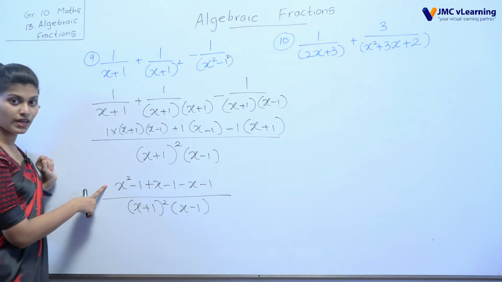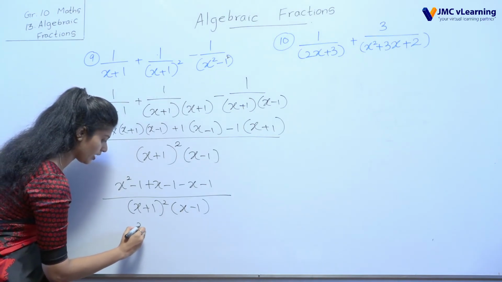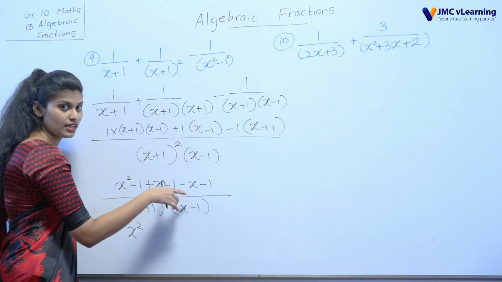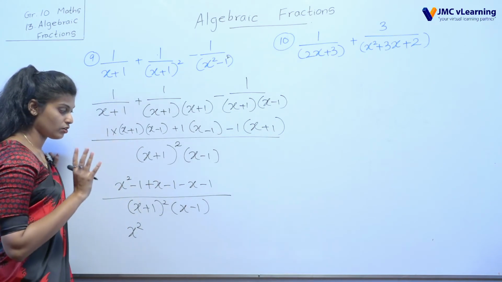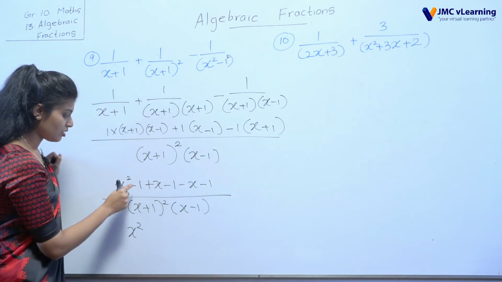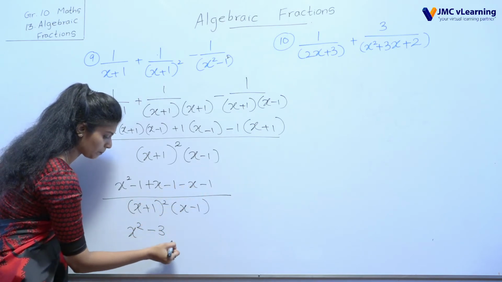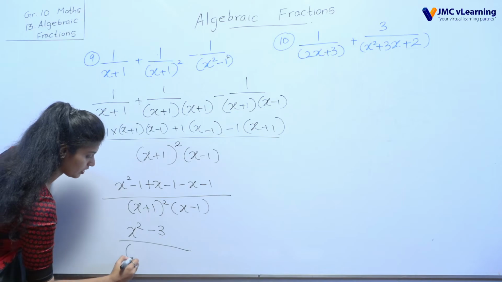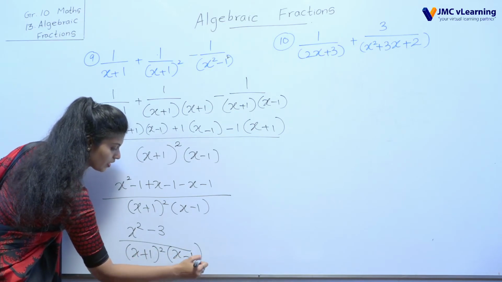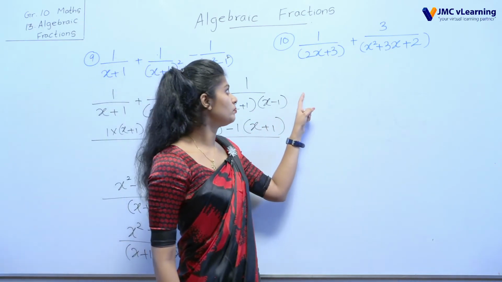Let's simplify this part. There is no squared number, so you have to write x squared. Then simplify x: plus x and minus x. They are removed because the answer is 0, so no need to put x values. Then minus 1 and minus 1, minus 3. Then x plus 1 squared, x minus 1. This is the answer. Then let's move to the next sum.